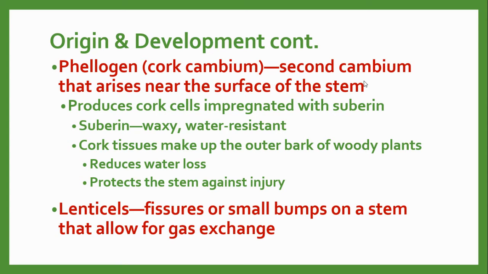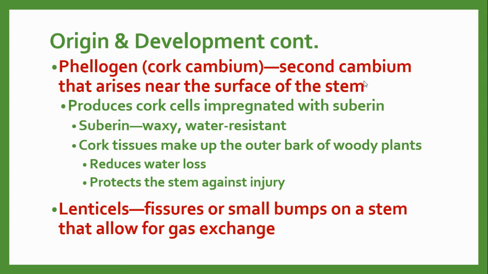Phloem is cork cambium. There's a second cambium that arises near the surface of the stem. It produces cork cells, which are impregnated with suberin, and suberin is waxy and water resistant, which is why certain types of bottles will be plugged up with a cork. Keeps moisture from getting in there.